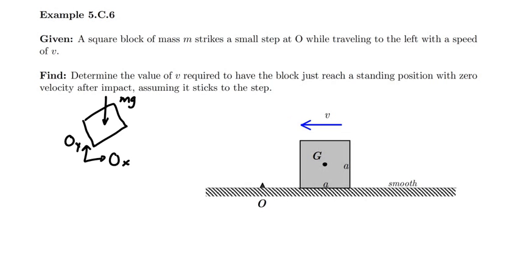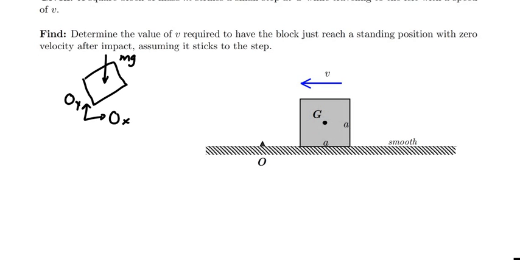Now, if we look at essentially the instant when the sticking or the impact occurs, there is no change in mg, so mg is not going to provide an impulsive moment. Thus, if we treat 1 as an instant before impact and 2 as the instant immediately after impact, where we just slightly start to rotate about O, I can say that H about O at state 1 is equal to H about O at state 2.